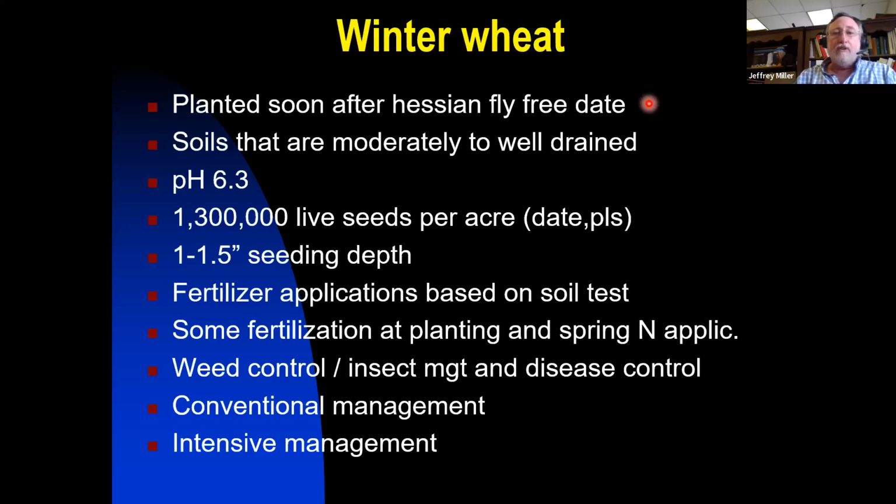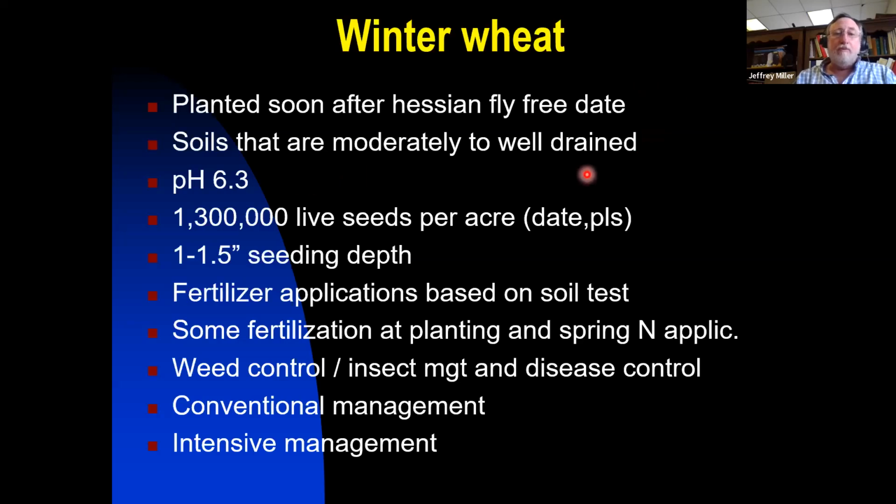So for winter wheat, it starts with planting date. So you want to plant as soon as you can after the Hessian fly-free date. And you have to look at a regional map to see when that is. It's affected by temperature. It's going to be affected by elevation within your zone. So you want to find out what that is for your area. You want to plant into soils that are moderately to well drained. You want a pH between 6 and 6.3.